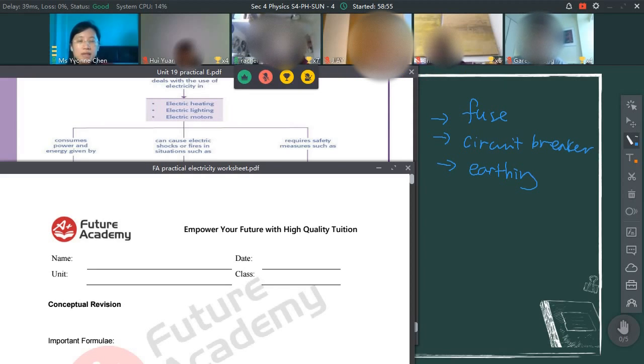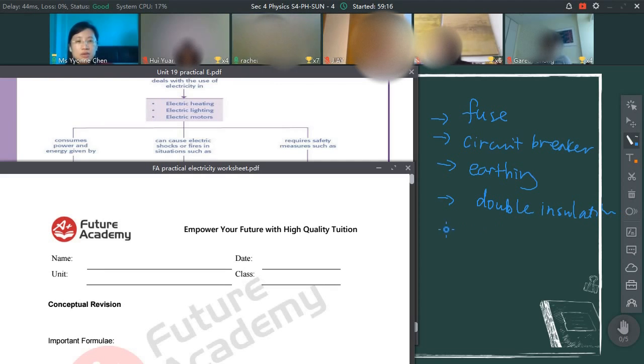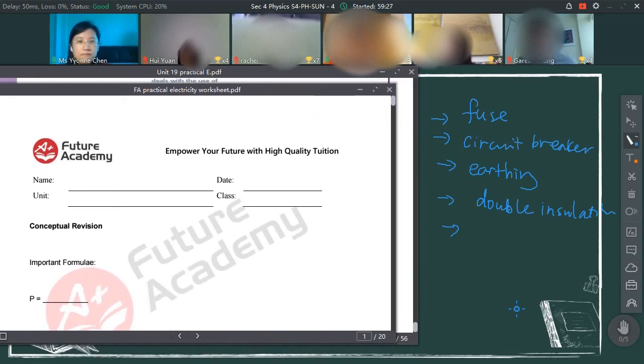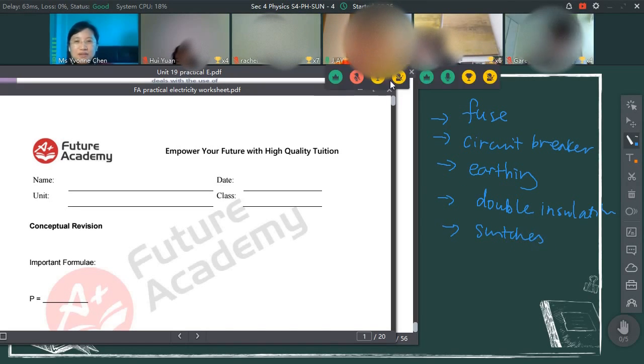Okay. Rachel, any other thing you remember as a safety device of practical electricity besides fuse, besides circuit breaker, besides earthing, anything else? Double insulation. Okay, good. Double insulation. Okay, good. Jonathan, anything else you want to add on? Wait. There's also switches. Okay, good. Switches.